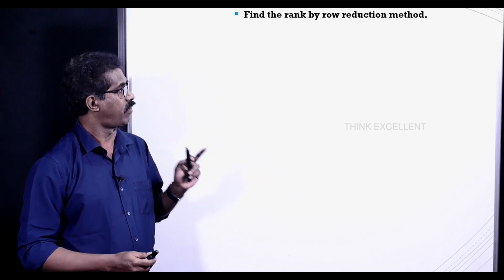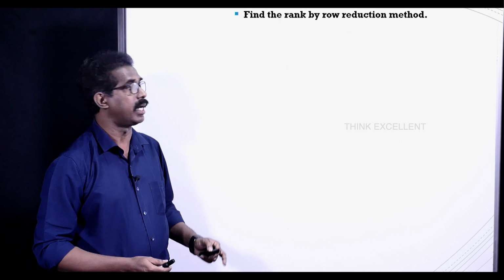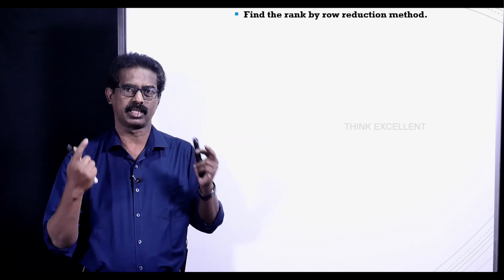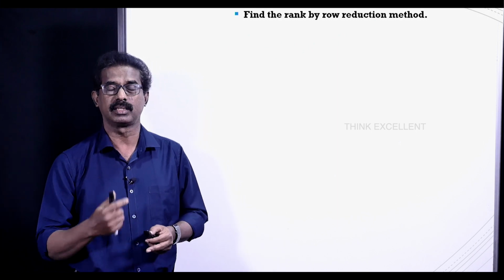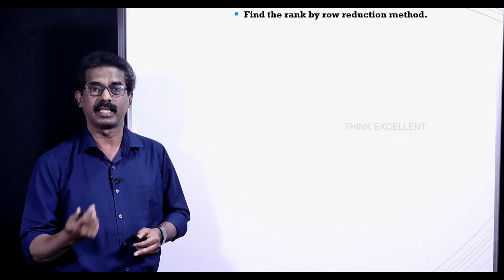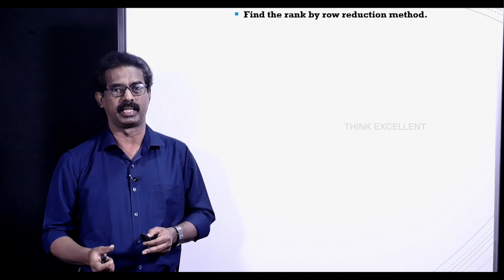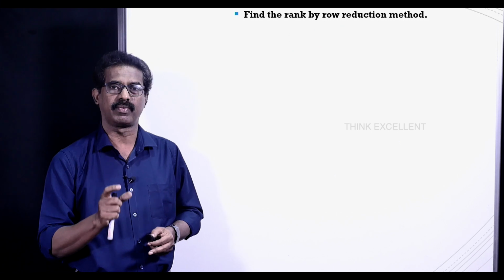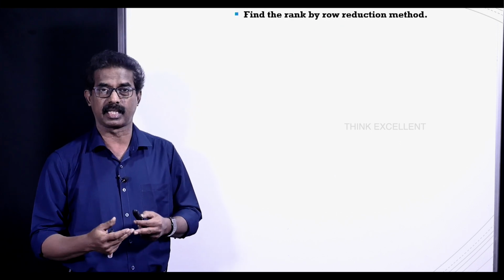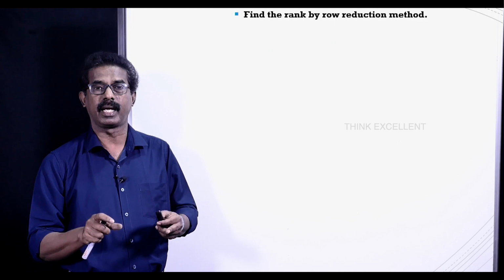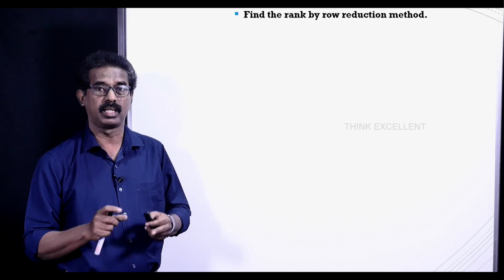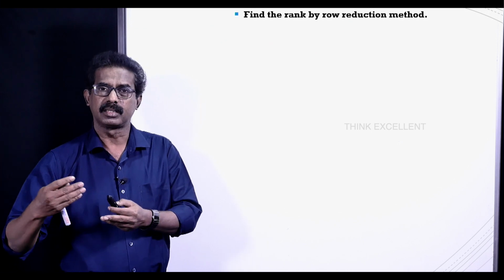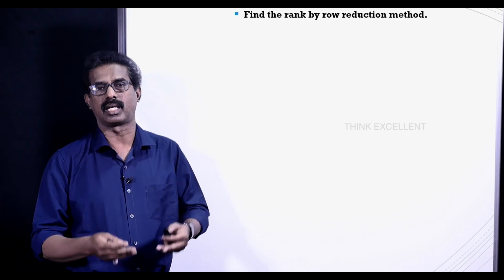Now, find the rank by row reduction method. Just recall what's the theory part for this. What is row reduction method, or another name, elementary transformation method. What are elementary transformations? There are 3 elementary transformations, right? What's the first one? 2 rows can be interchanged. Second, 1 row can be multiplied or divided by a number. What's the third one? 2 rows can be added or subtracted, or multiplied by some number and added. So these are elementary transformations.